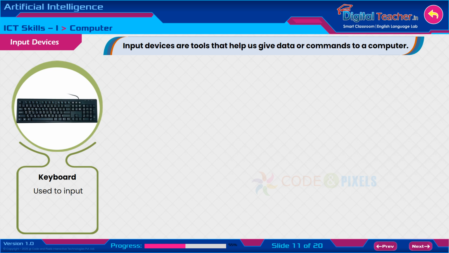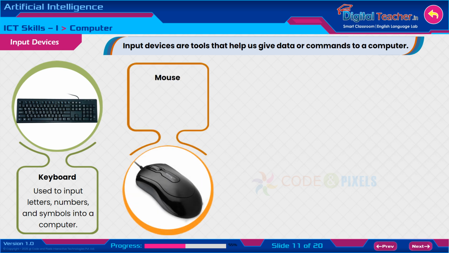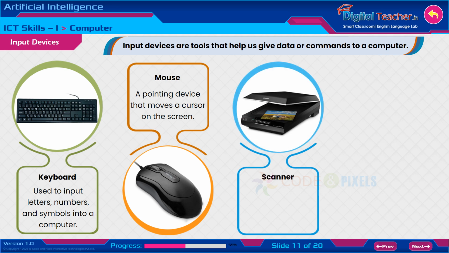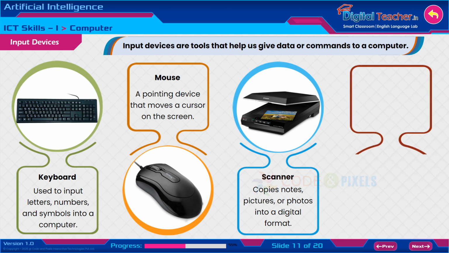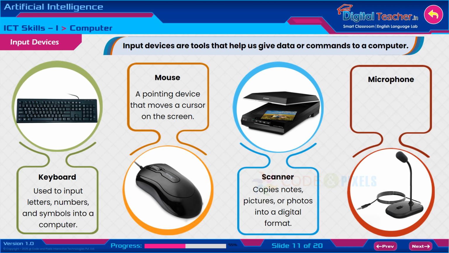Keyboard. It is used to type letters, numbers, and symbols into the computer. Mouse. It is called a pointing device because it moves a pointer on the screen. Scanner. A scanner copies written notes, pictures, or photos into a digital format. Microphone. A microphone turns sound into digital audio that can then be saved or edited on the computer.